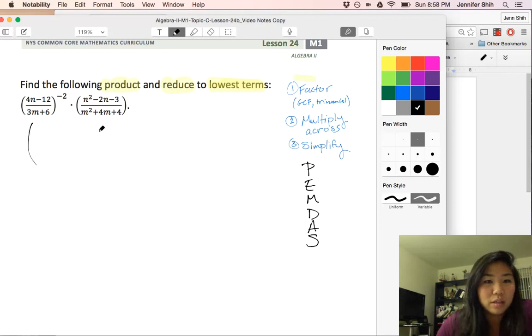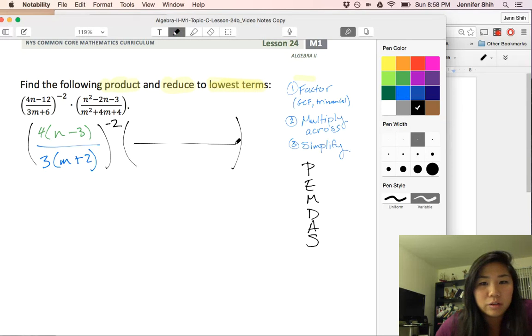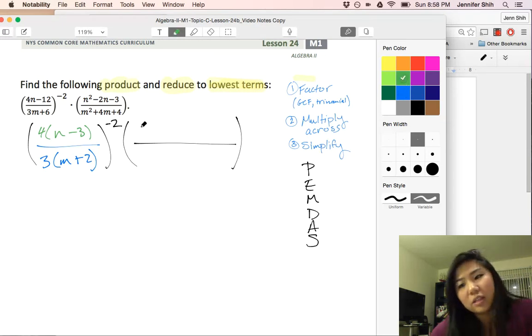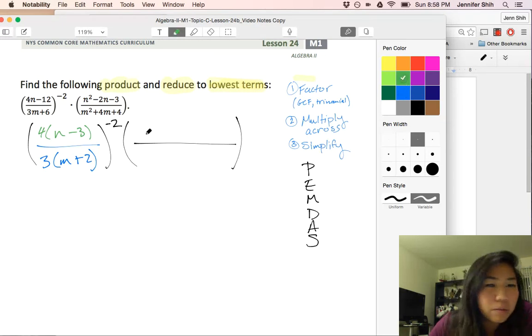So inside these parentheses, I'm going to factor out a 4 and get n minus 3. I'm going to get 3, and I'm factoring out a 3, and I have m plus 2. Be careful, these are different variables. And then I'm going to factor the insides of this term. And using my good mental math, I'm going to do n minus 3 and n plus 1.